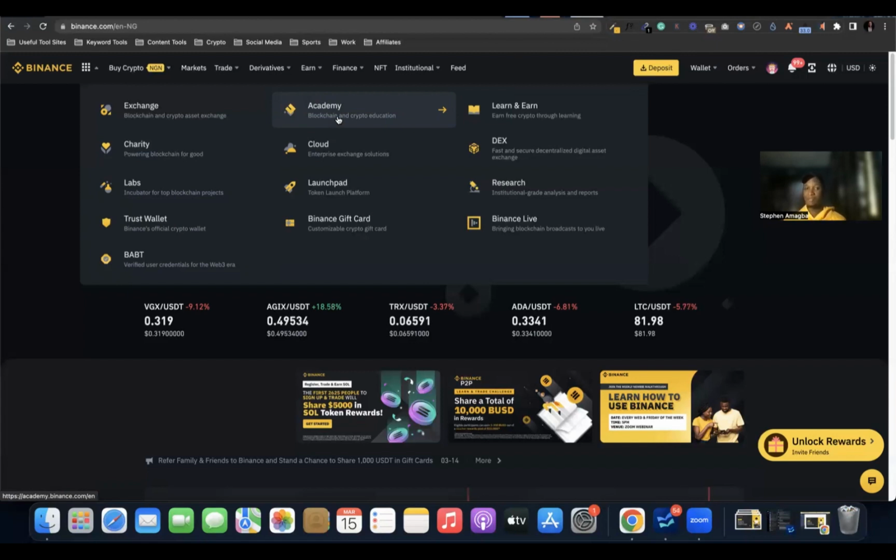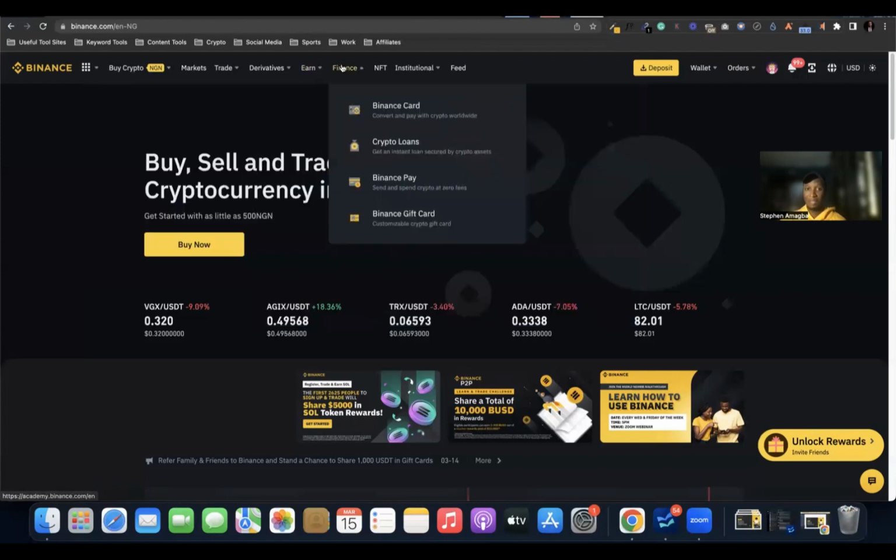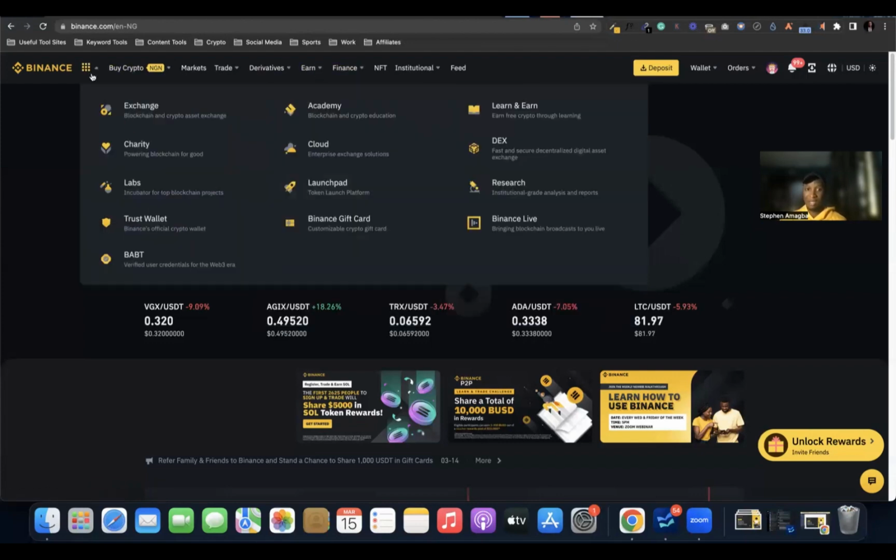We also have the cloud enterprise, for our exchange solutions, for those who want to build on Binance Cloud. We also have the Launchpad, which is basically where promising tokens are being kept so that people can get to know them before they officially launch on the Binance ecosystem. We also have the Binance gift card, which we're also going to see in the finance tab. And then all other options like Learn and Earn, which is basically earning free crypto through learning, and the Binance DEX, the Binance decentralized exchange.